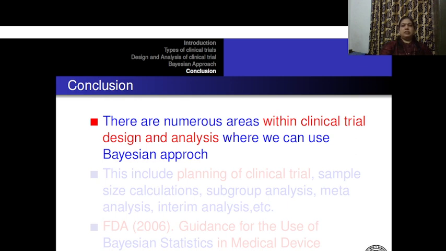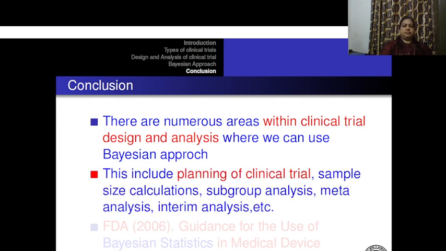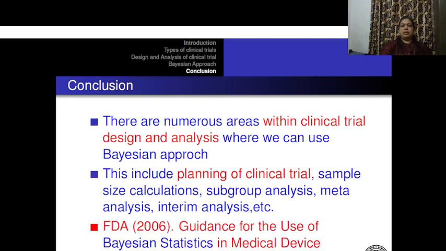In conclusion, there are numerous areas within clinical design and analysis where we can use the Bayesian approach. The Bayesian approach has a lot of application in the design and analysis of clinical trial data. This includes planning of clinical trials, sample size calculation, subgroup analysis, meta-analysis, interim analysis, etc.